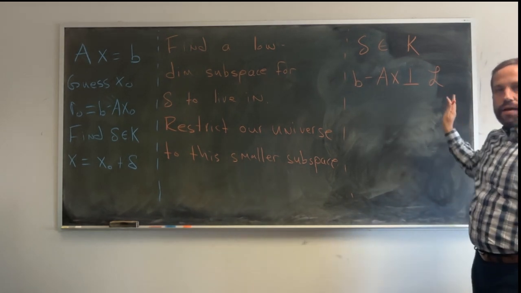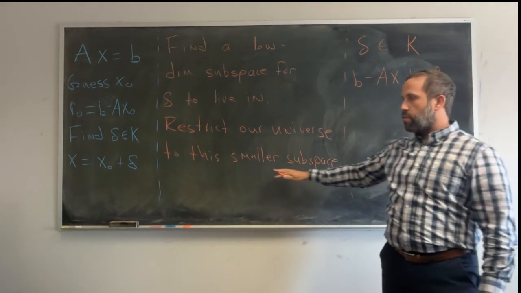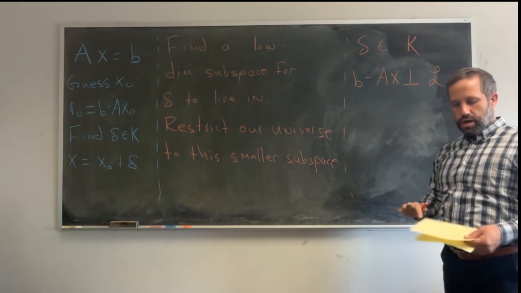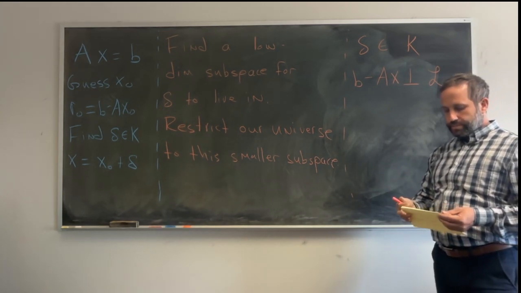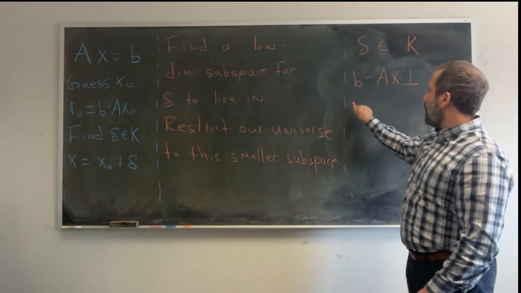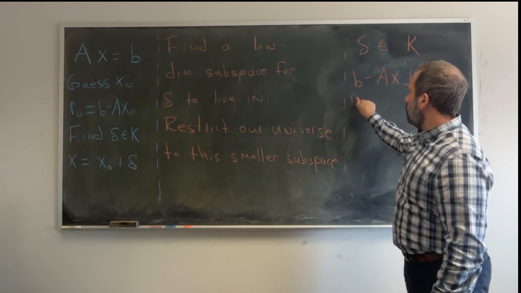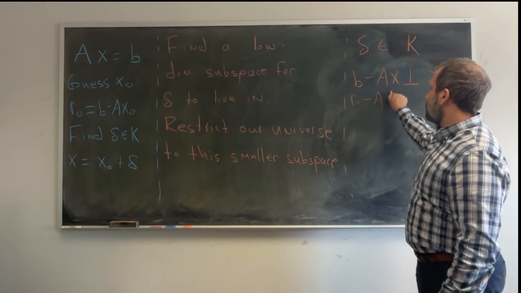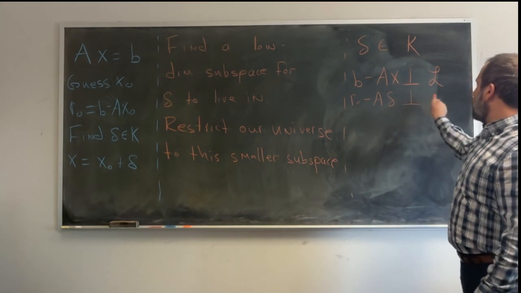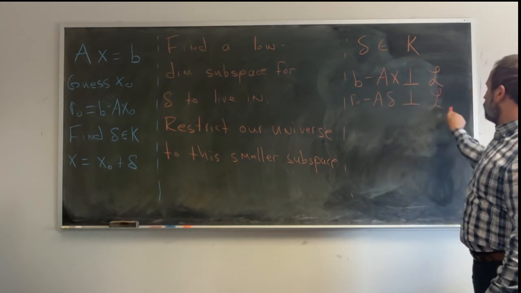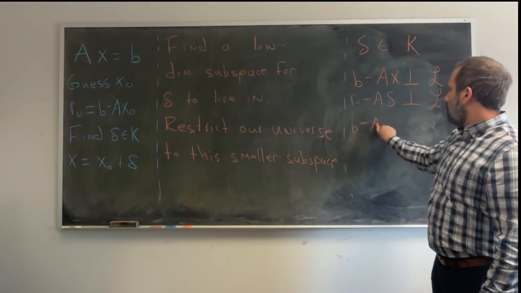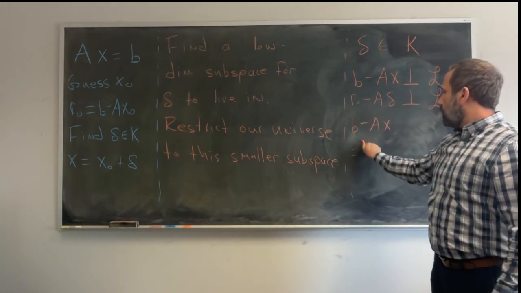And again, what L is going to be will depend on our interpretation of this notion of restricting our attention to a smaller subspace. Let me point out that b minus A x naught is also equal to r naught minus A delta. This is a standard computation that we've done several times, and we want r naught minus A delta to be orthogonal to L.